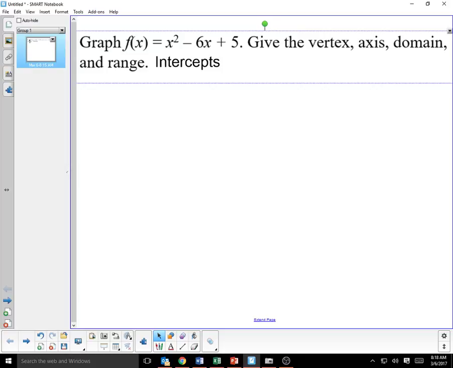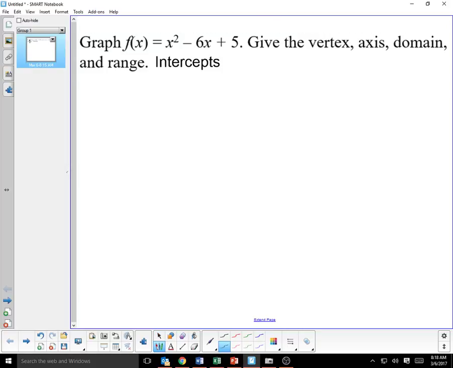So, if this is a parabola, obviously it's not on its side because it's not a square root, but it is a parabola facing either up or down. Think about what the domain of this function is. If it's positive or if it's negative, doesn't matter. It's a parabola, right? Think about what the domain should be in this case.